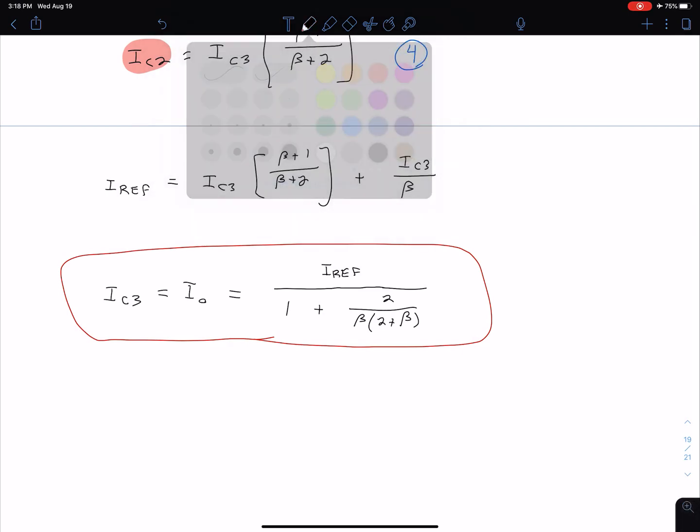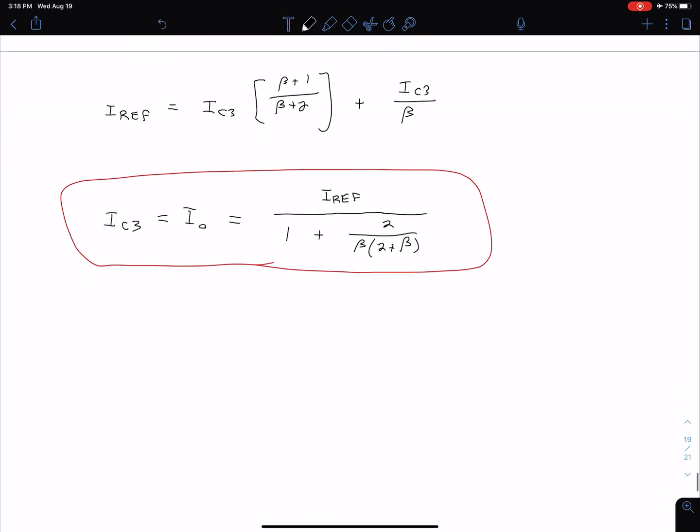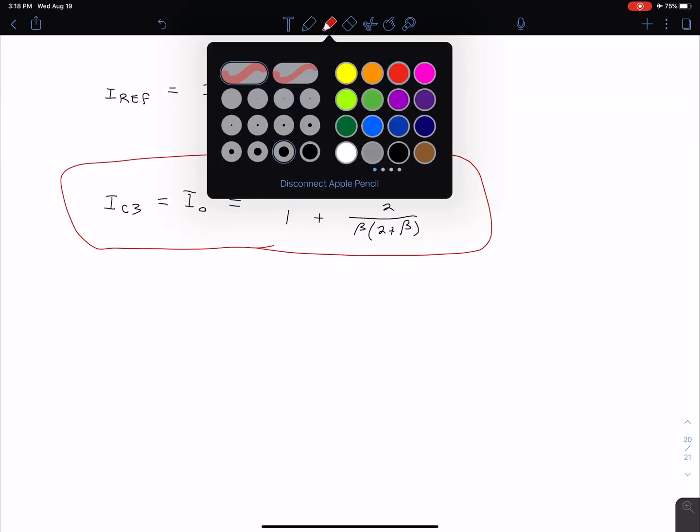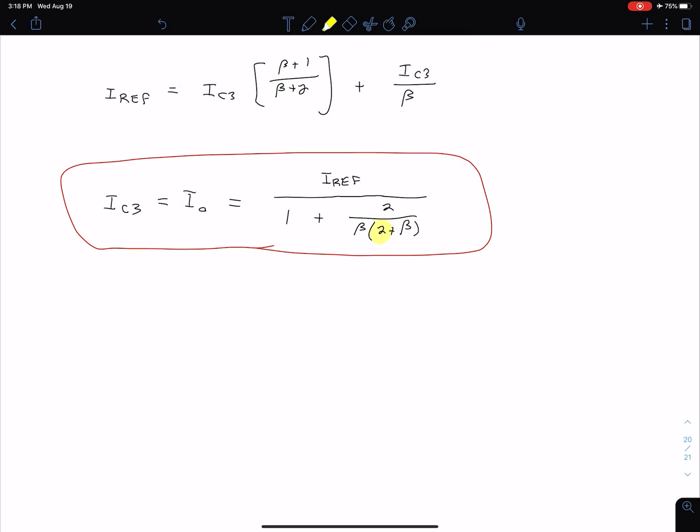And so we notice that the form of this is very similar to our 3 transistor current source. Really there are only 2 differences. The first is that we have a 2 here as opposed to the 1 that we had for our 3 transistor current source. And the other difference is that this is now just beta as opposed to the beta 3 that we had previously. So note that we have the same form as our 3 transistor source.